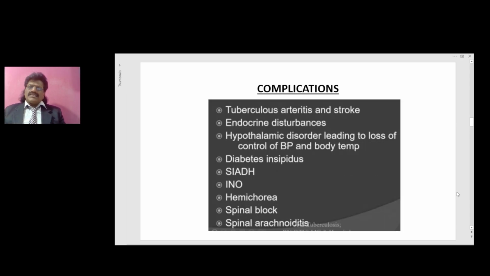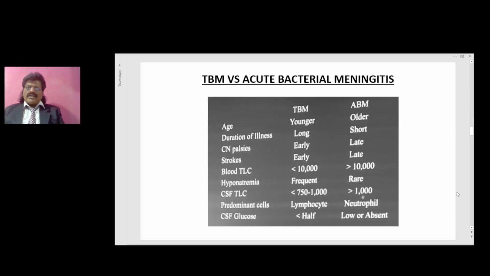The complications include tuberculous arteritis and stroke, endocrine disturbances, hypothalamic disorder leading to a loss of control of BP and body temperature, diabetes insipidus, SIADH, INO, hemichorea, spinal block and spinal arachnoiditis.